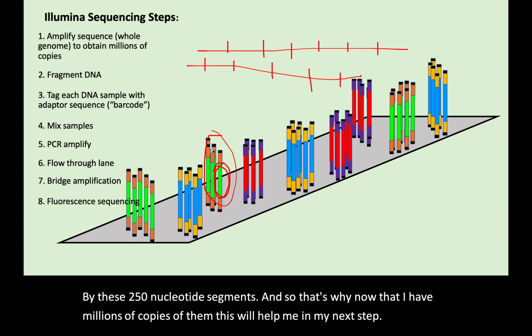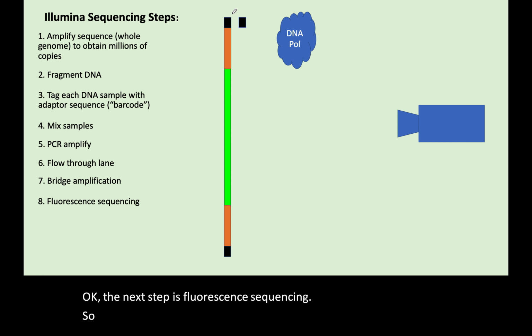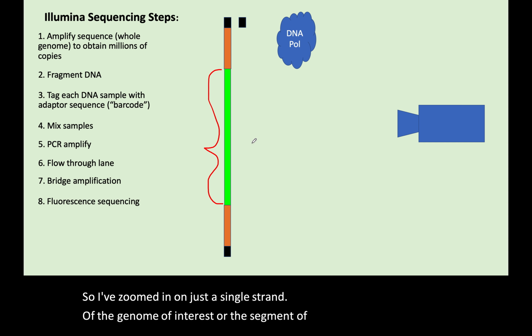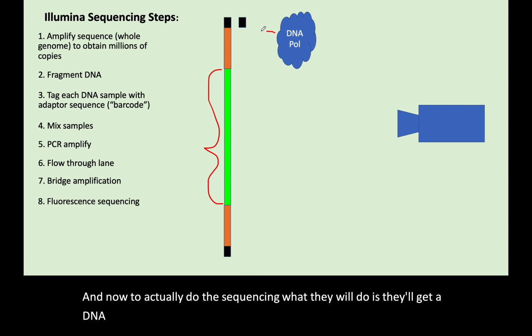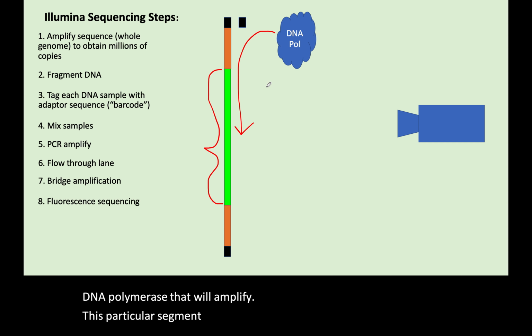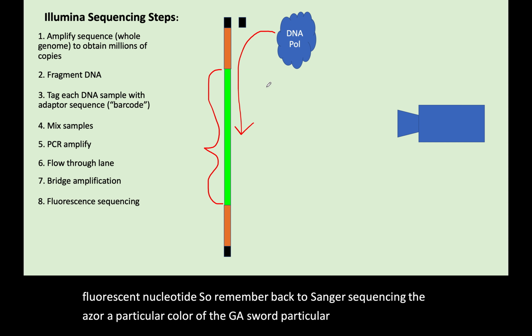Okay, the next step is fluorescence sequencing. So I've zoomed in on just a single strand of the genome of interest, or the segment of the genome of interest. And now to actually do the sequencing, they'll get a DNA polymerase that will amplify this particular segment of DNA, and as it does so, it will incorporate fluorescent nucleotides. So if you remember back to Sanger sequencing, the A's were a particular color, the G's were a particular color, C's and T's each had their own color.